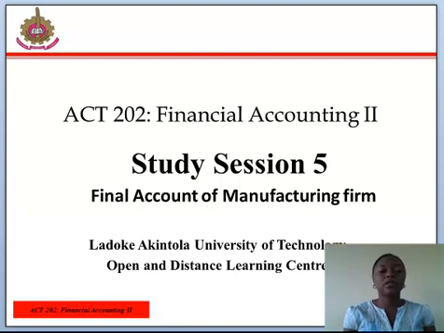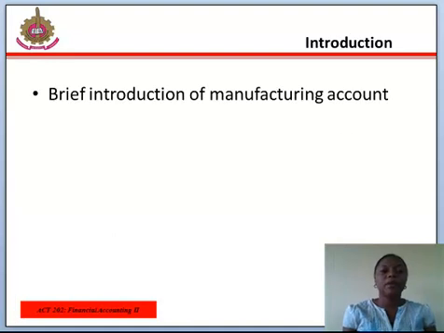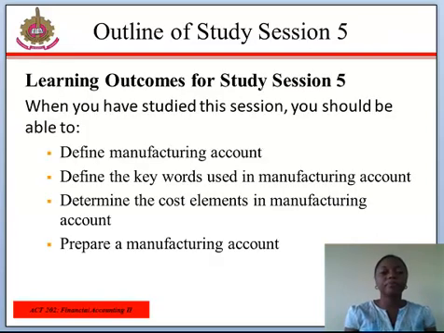I'll be taking you through study session 5, Final Accounts of Manufacturing Firm. There are organizations whose business activities go beyond buying and selling, but also include the production or manufacturing of certain goods. Unlike buying and selling business, production or manufacturing organization requires a preparation of a specialized account to know the cost of goods manufactured, and this is called a manufacturing account.